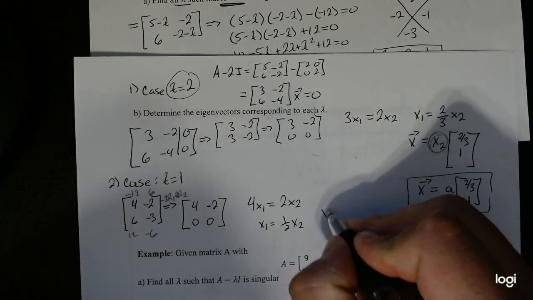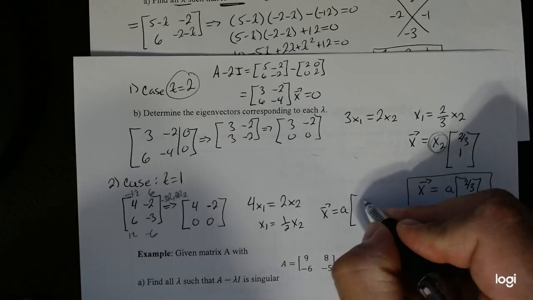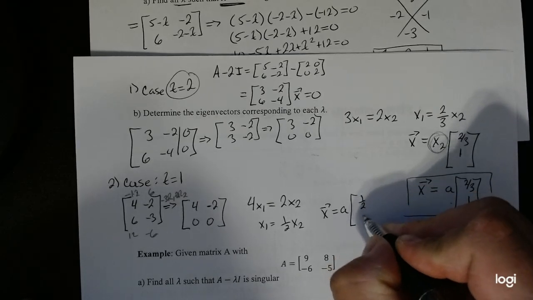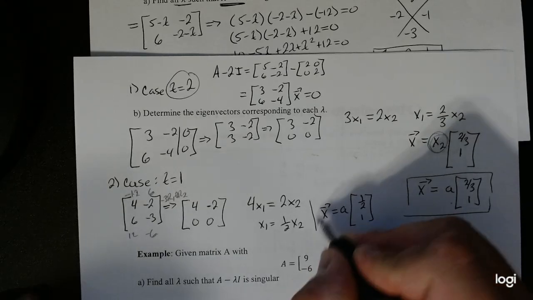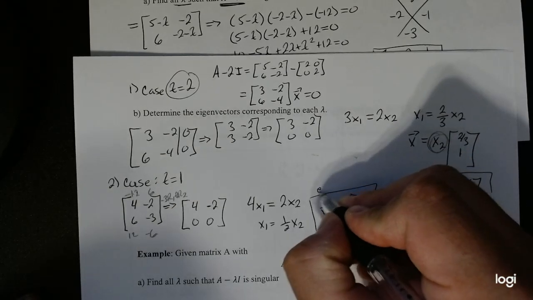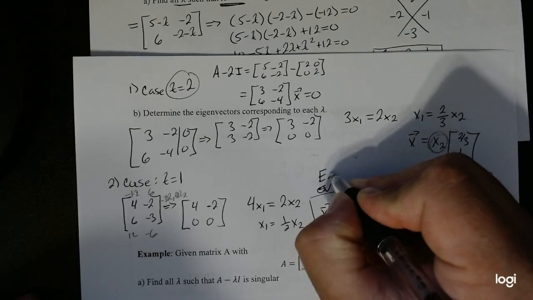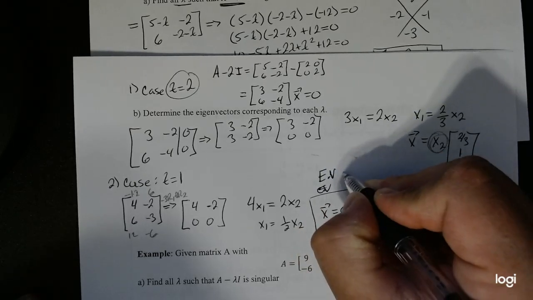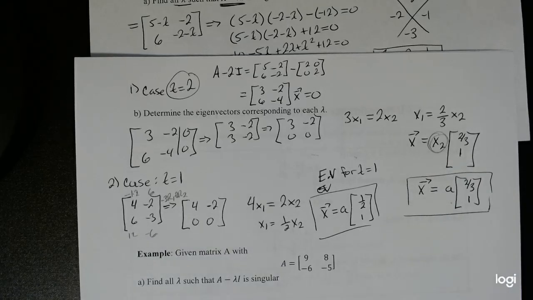Right, so the vector itself will equal a times (1/2, 1). So again, this is the eigenvector. I'll put just capital EV for short. Eigenvector for lambda equaling 1, right? The eigenvalue of 1.